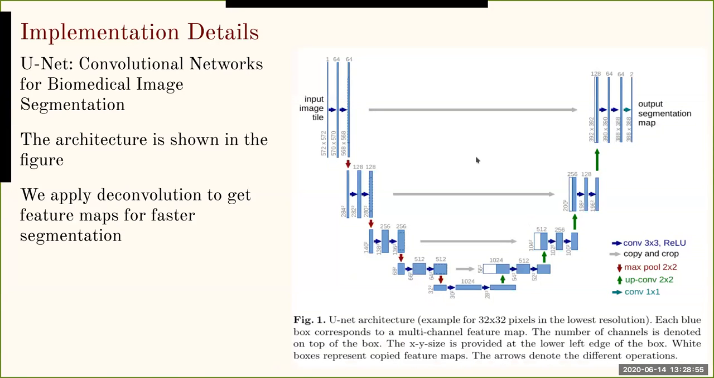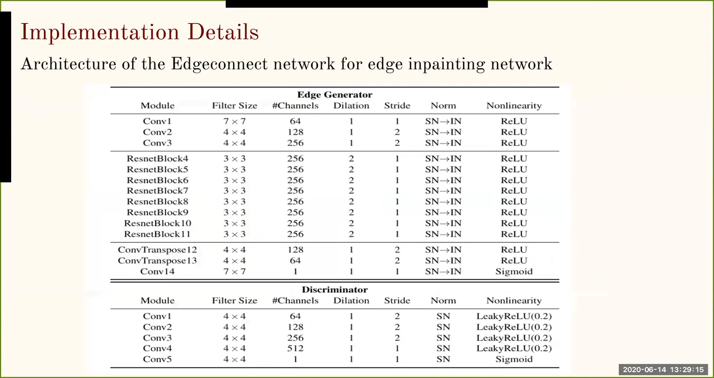And this is the implementation details of the U-Net paper. This is also a recent paper. It is the first paper having deconvolution, which is very computationally efficient. It is convolutional networks for biomedical image segmentation. The architecture is shown here. You can skip U-Net because deconvolution will be covered by the next presenter. Yeah. So this is the architecture.